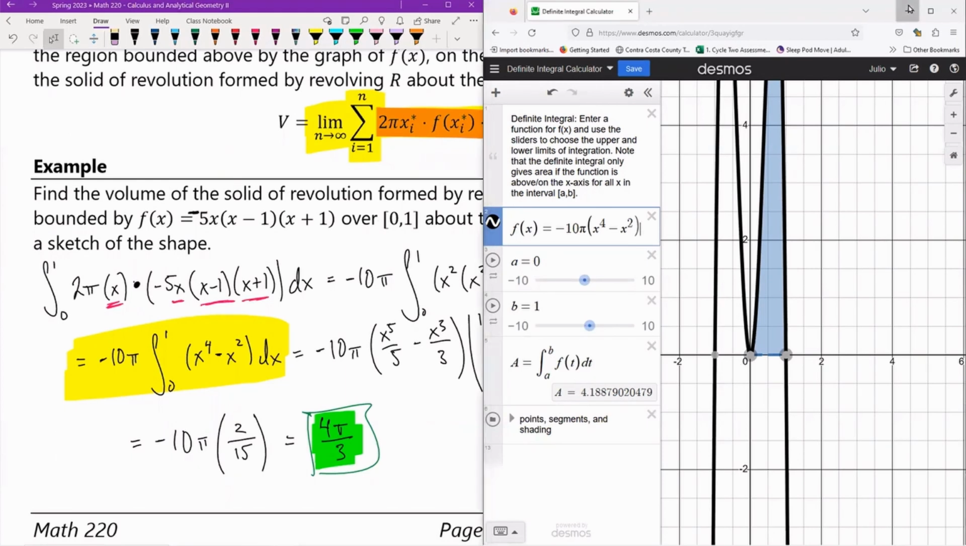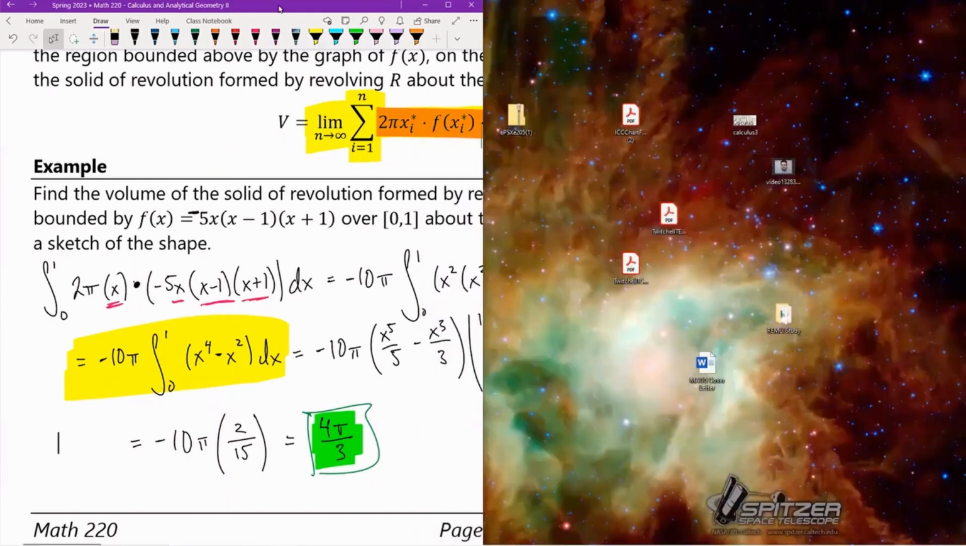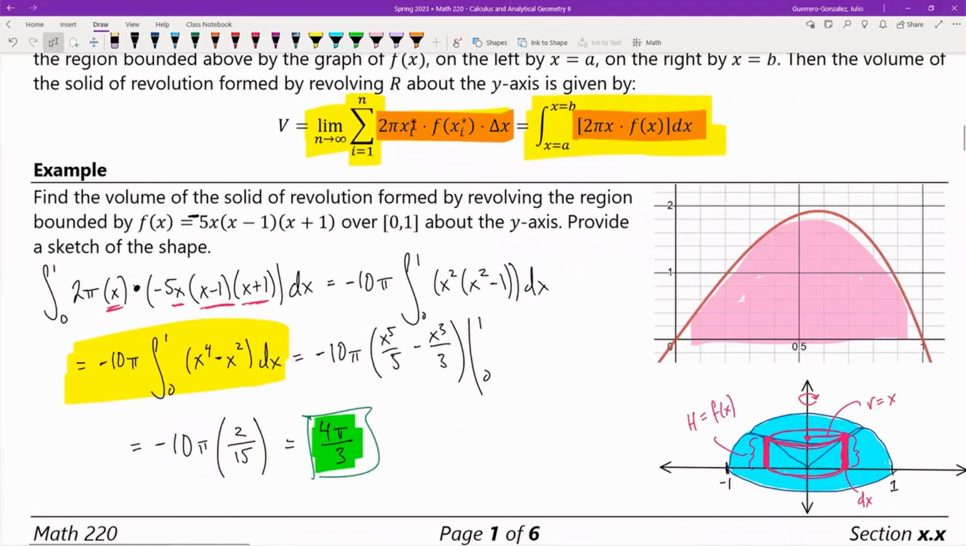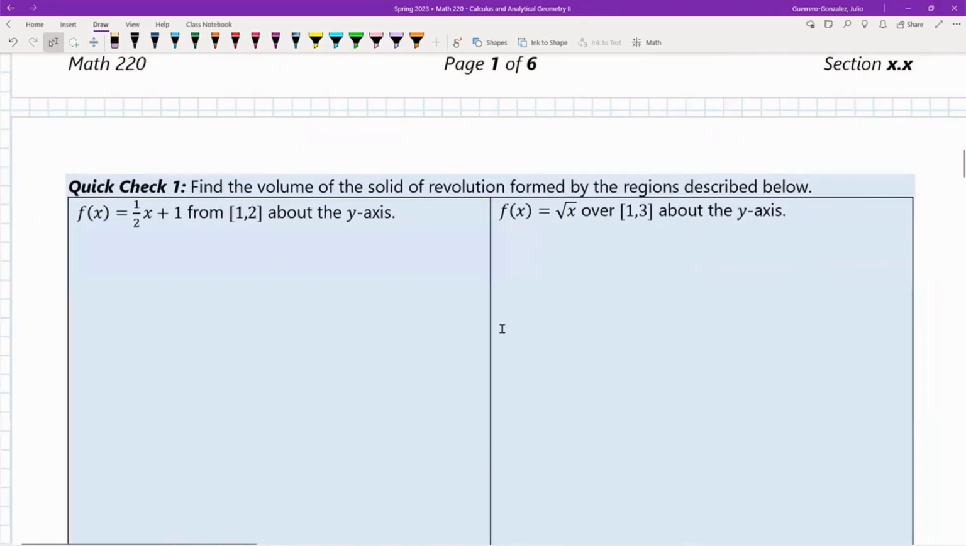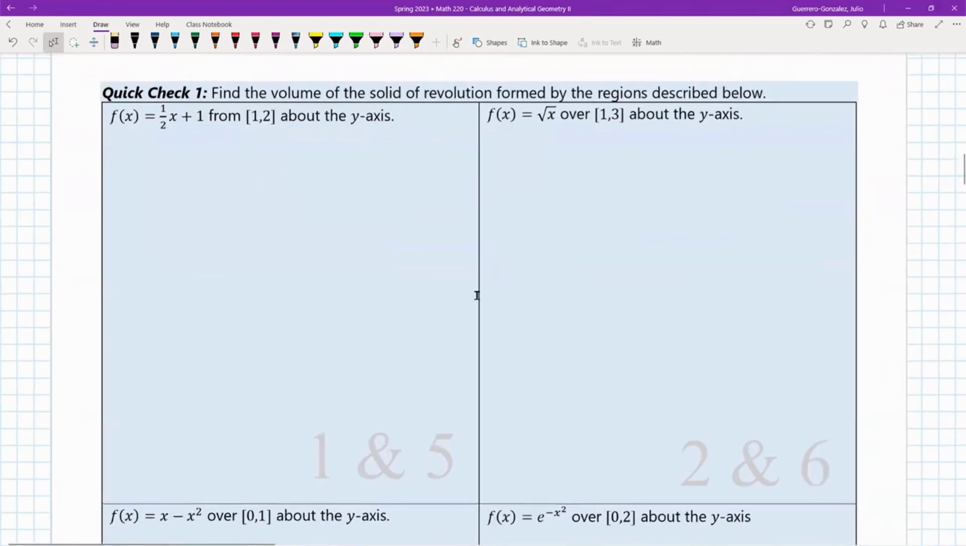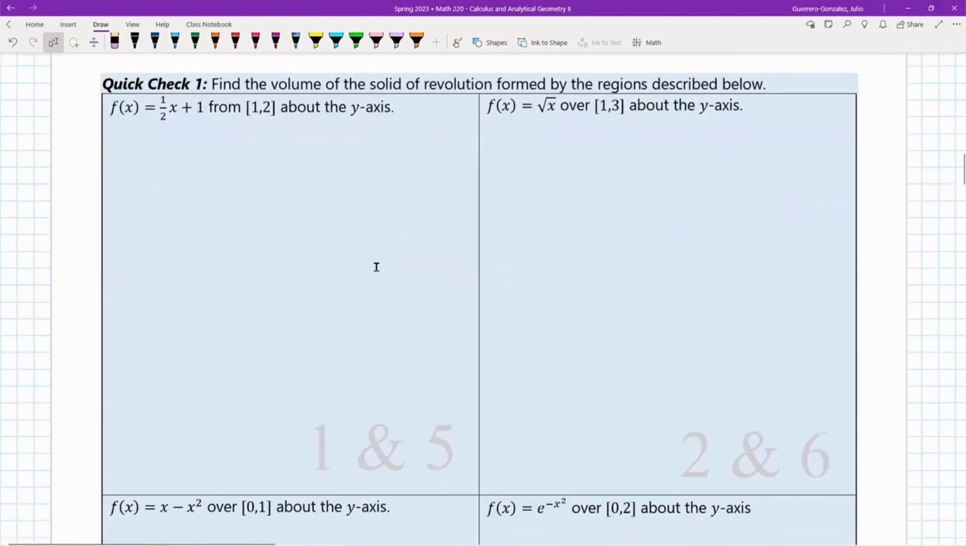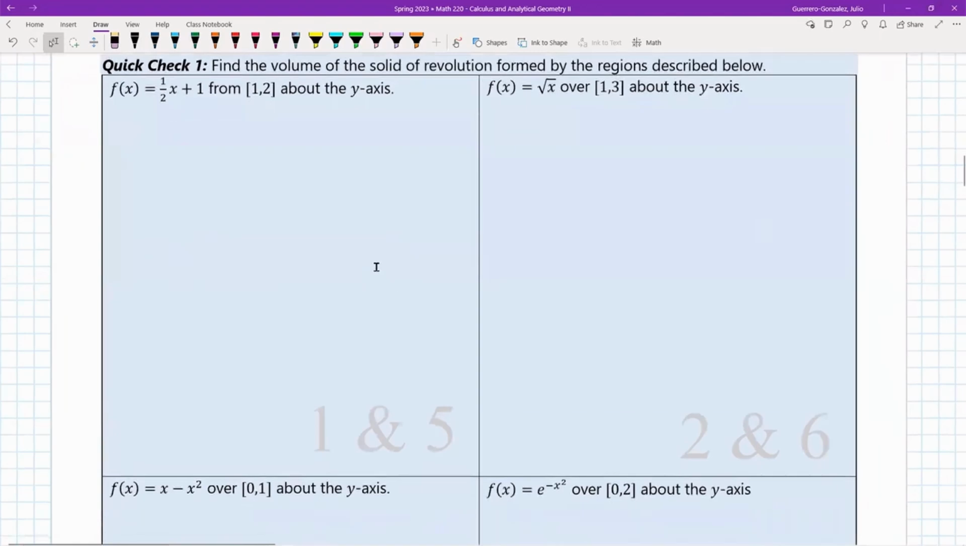So you can still double check your work with the definite integral calculator if you need it. All right, what's coming up first for everybody is your first quick checks. There's a reason why this one's the most complicated one: it's because everybody gets lost.